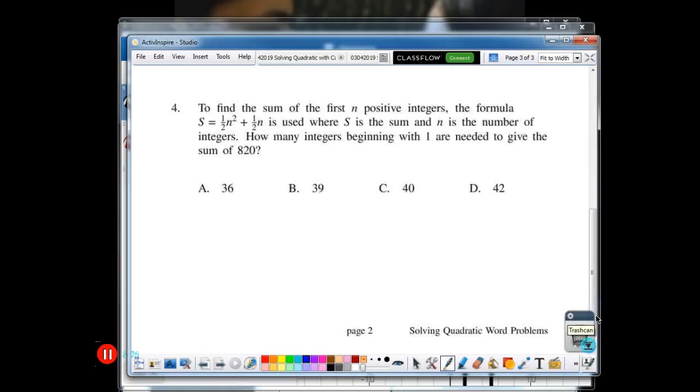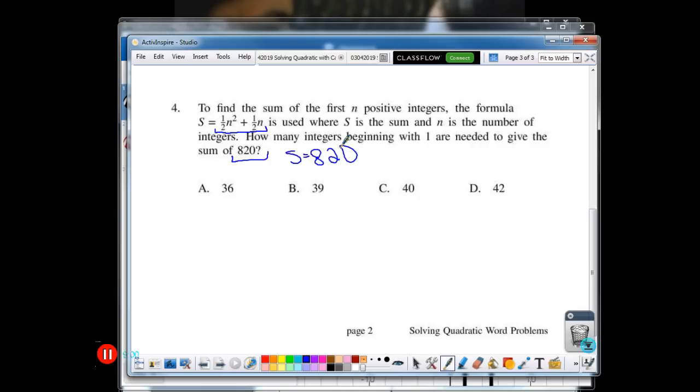To find the sum of the first n positive integers, the formula s equals half n squared plus half n is used, where s is the sum and n is the number of integers. How many integers beginning with 1 are needed to give the sum of 820? Okay, so basically I have this equation, and then I want s to also equal 820, right?